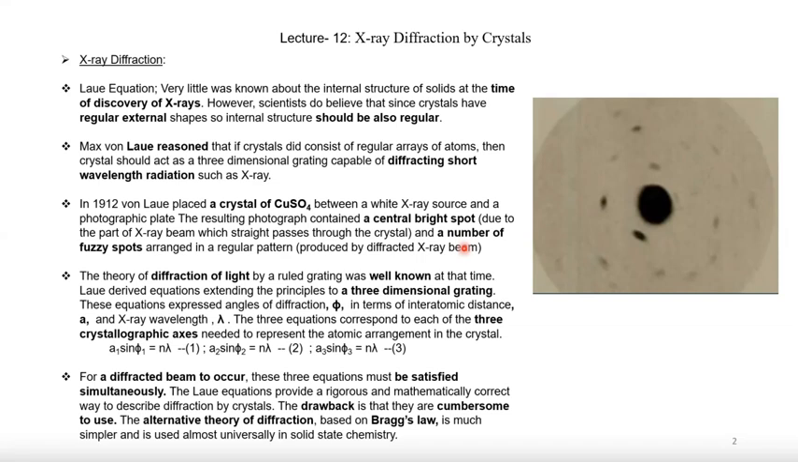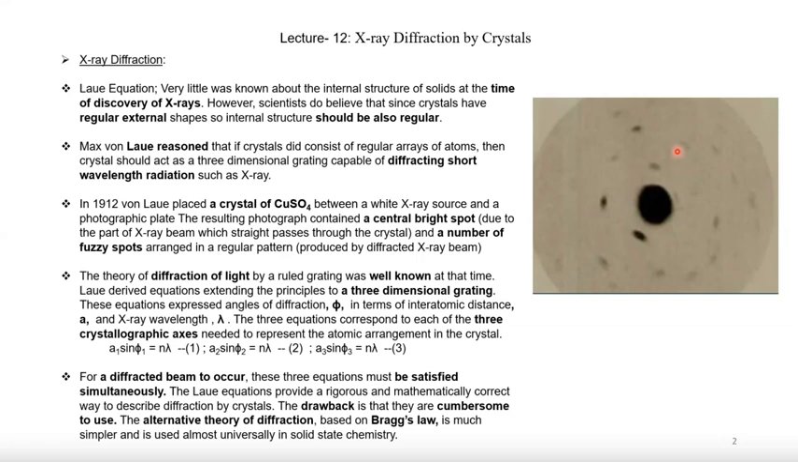To his surprise, he saw a very bright spot in the photographic plate, as well as some fuzzy spots in the plate. Here you see, this is a very bright spot, and fuzzy spots around the screen. This is the copper sulfate crystals, which showed this arrangement.